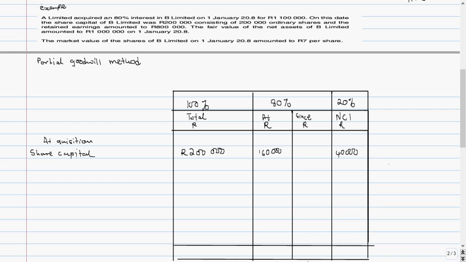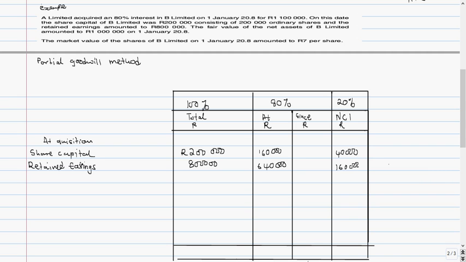Okay, our retained earnings at this date amounted to 800,000, and again we'll share them proportionately in that ratio between non-controlling and controlling. So we'll get 640,000 for the 80%, so 80% times 800,000, and then we'll get 160,000 here.